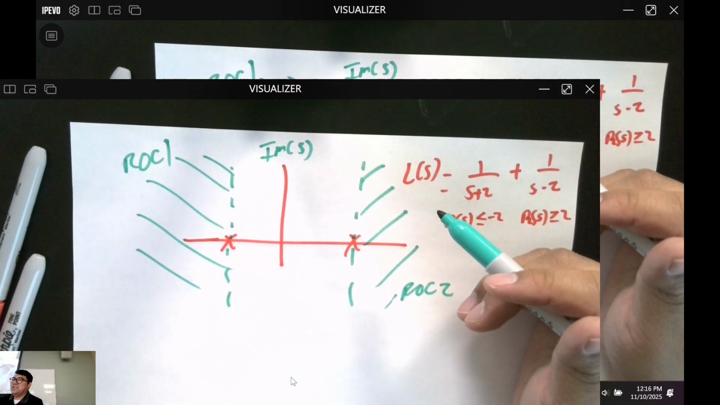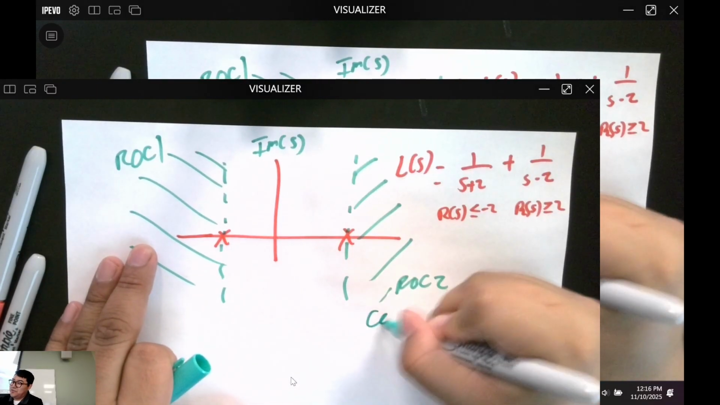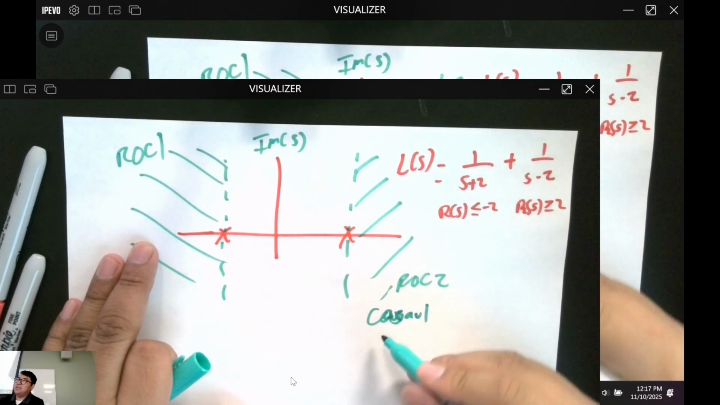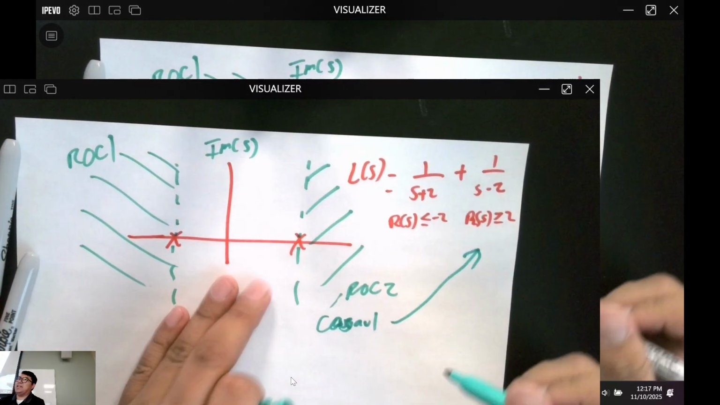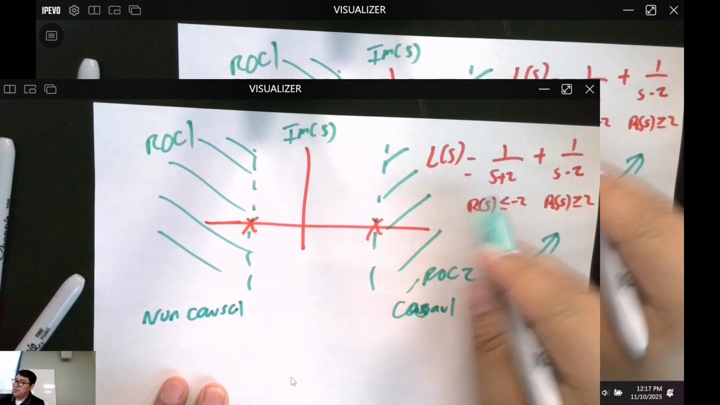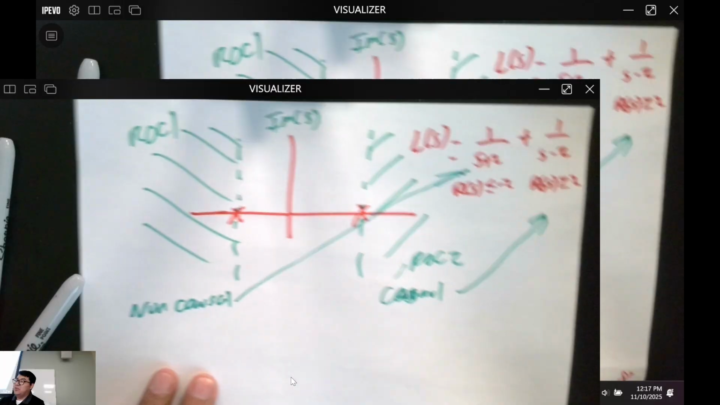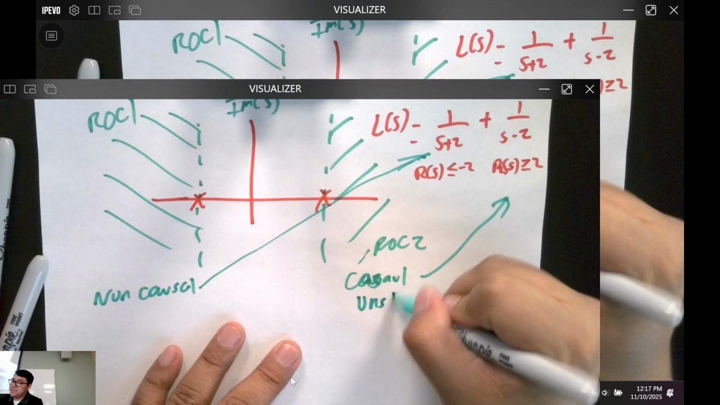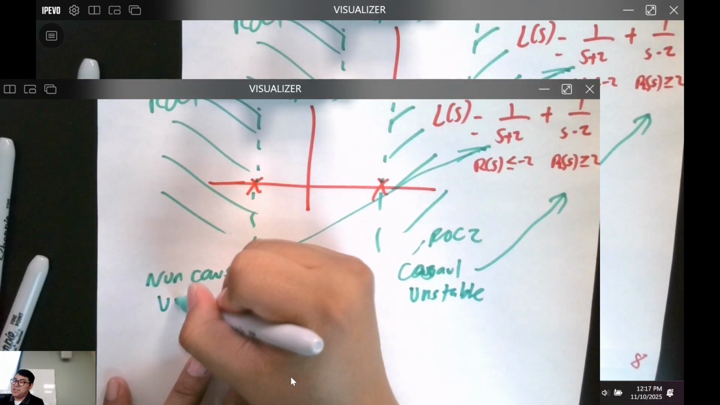Causal if it's right-sided, non-causal if left-sided. There you go. This right here is causal, right? This ROC belongs to this one right here. And this right here is non-causal, because it belongs to that one right there. So this is causal, but unstable, and this is also unstable.